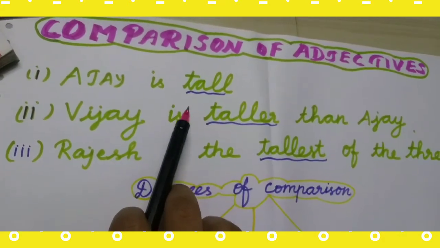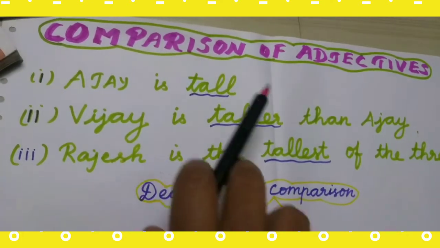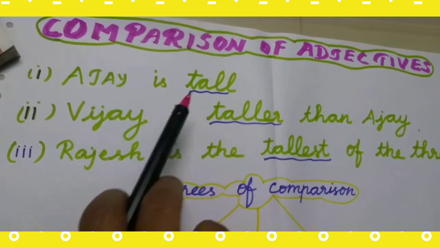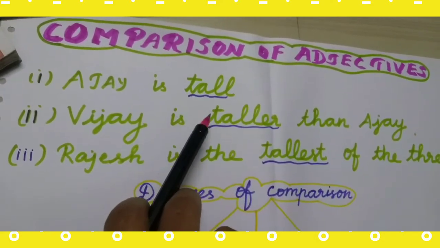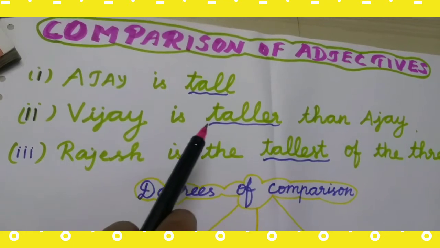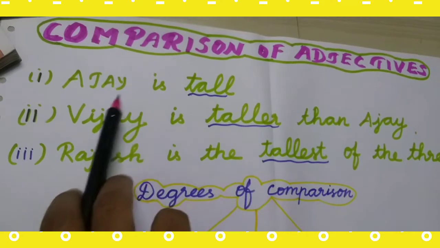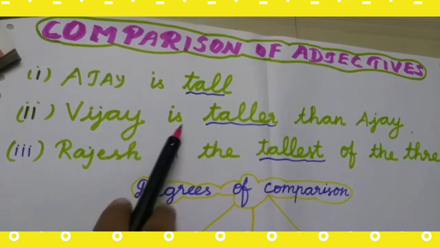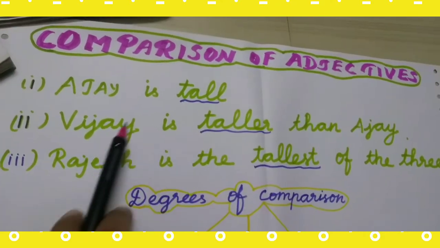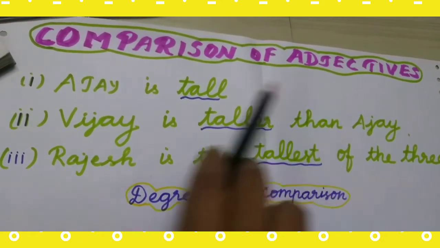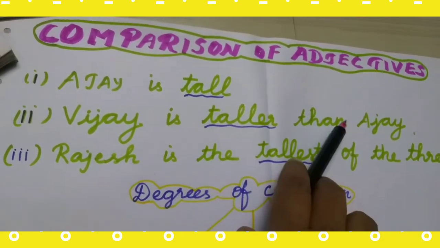Here, tall, taller, tallest. These are the adjectives. They are different forms of an adjective, isn't it? With tall, we don't compare Ajay with anyone. And the second, taller, compares two persons. The adjective taller compares Vijay and Ajay, two persons, isn't it?